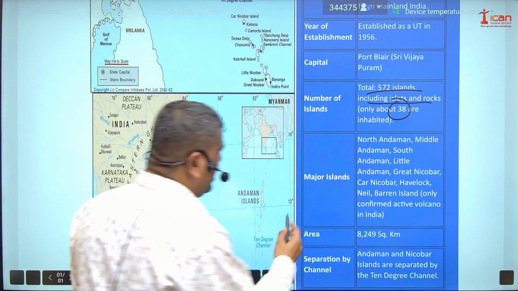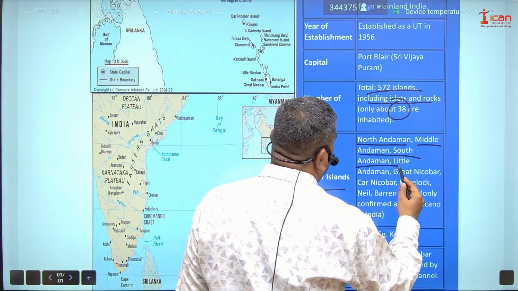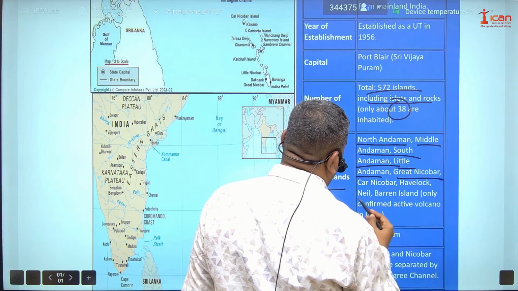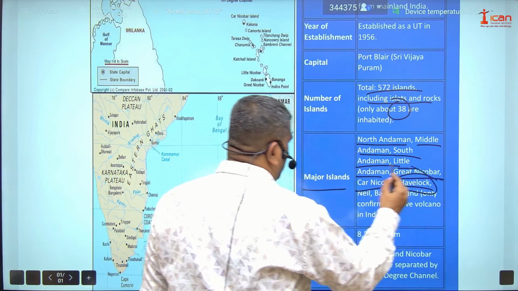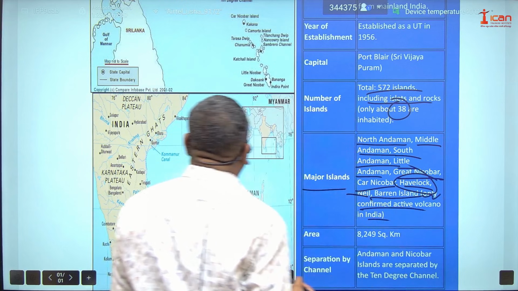What are the major islands? In the Andaman, it's North Andaman, Middle Andaman, South Andaman, Little Andaman, Great Nicobar, Car Nicobar, Havelock is a big island, Neil, Barren Island, which is the only confirmed active volcano in India.